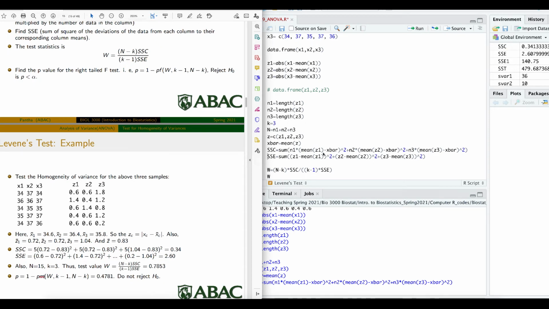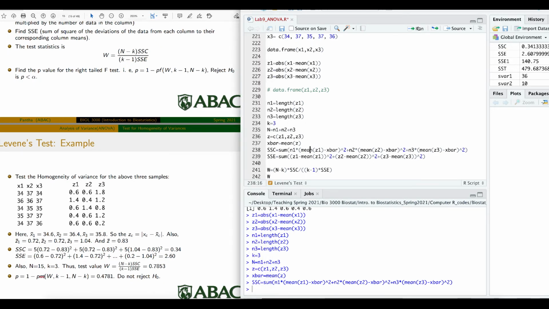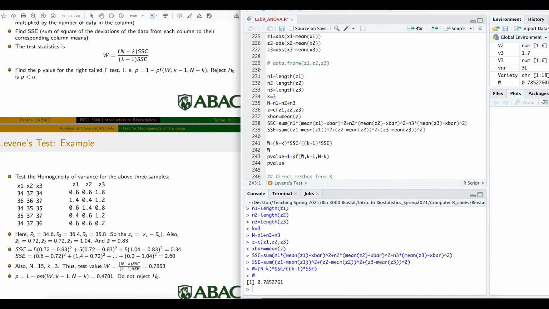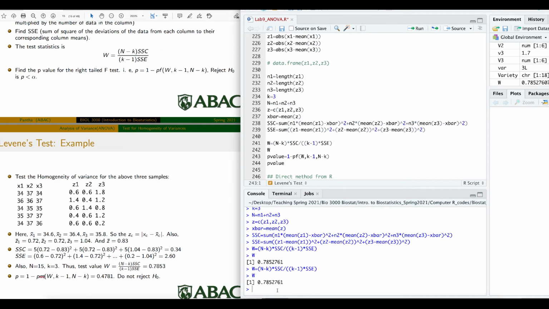Let me do that. So I got SSC and SSC already. So the w will be n minus k times SSC divided by k minus 1 times SSC. The whole thing is inside the parentheses, so we are good. So you see that the w value is 0.7852761. That is 0.7853. That's what you got for the w value, right? Because when you run that w, you get 0.7852. That is the w value.